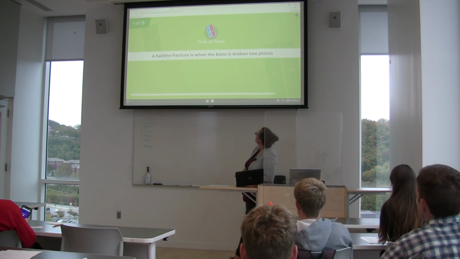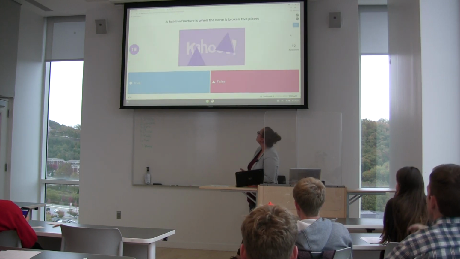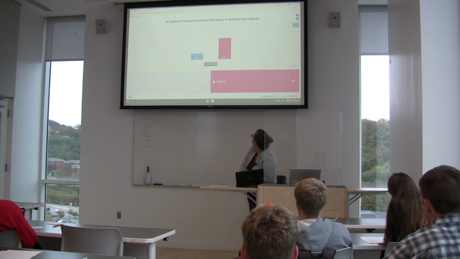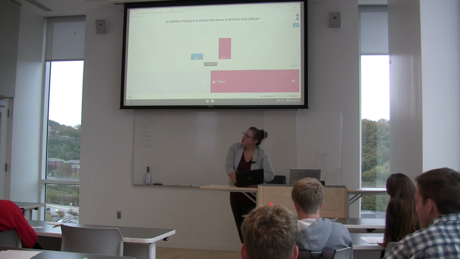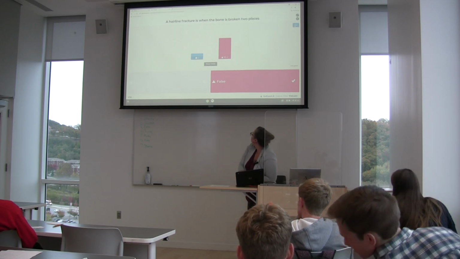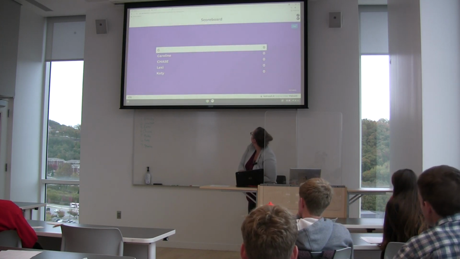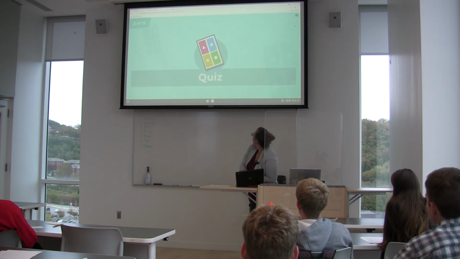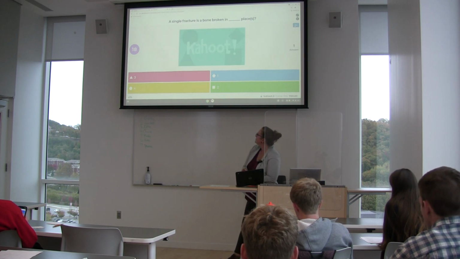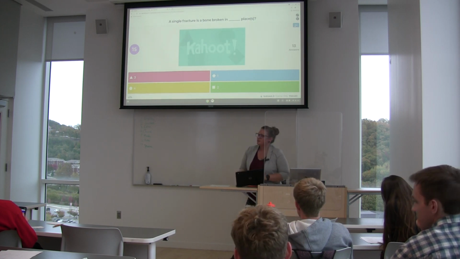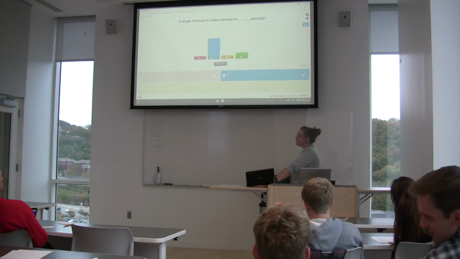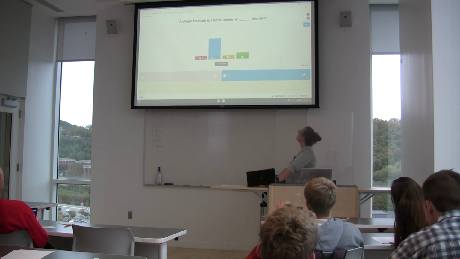So a hairline fracture is when the bone is broken in 2 places. So remember, a hairline fracture is that one thin fracture that we have. So this is a single fracture. Remember, a single fracture is one place, so it makes it into two parts.